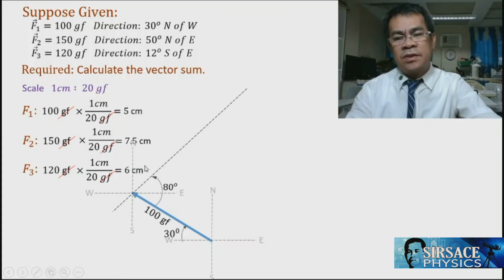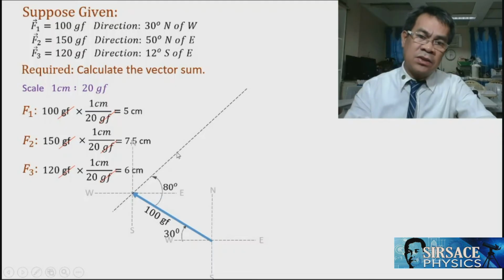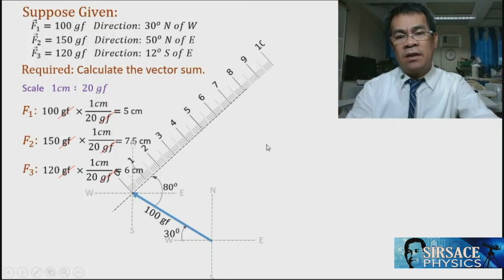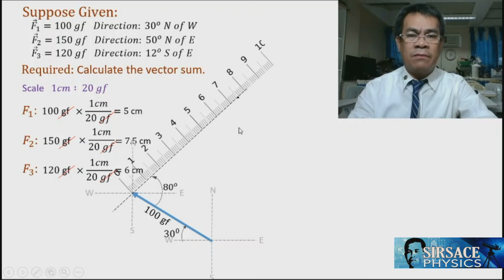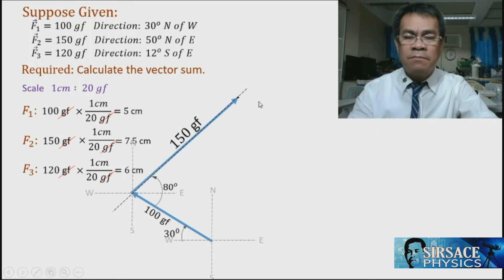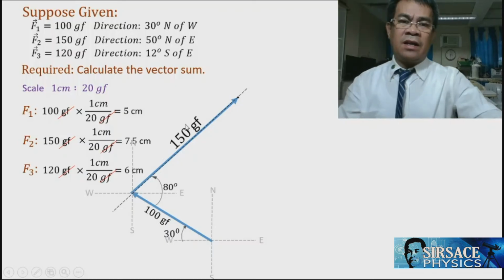So this is now drawn to scale, which means that this angle from S is already 50 degrees. Why? Because this is 30. So we add 30 and 50. So this is a drawn to scale. Then for the magnitude, use the ruler again. Then find the 7.5. This is the point 7.5 centimeters. So therefore, remove the ruler. Then connect a line. And this is a drawn to scale 150 gram force.